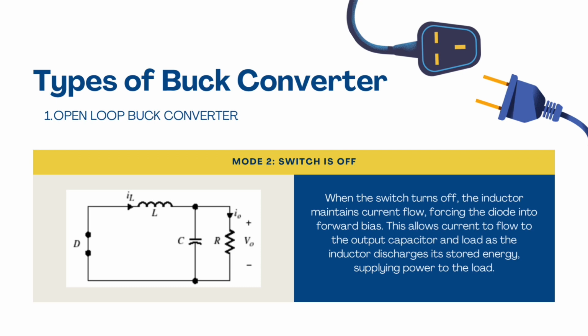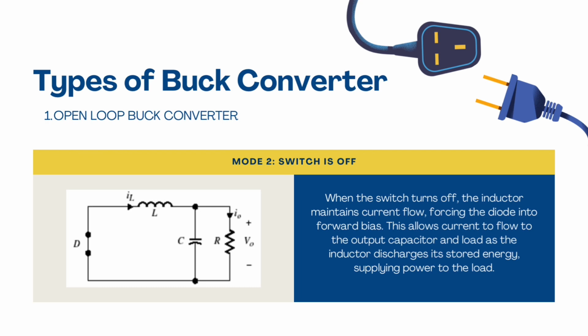The next mode is mode 2, which is when the switch is off. So when the switch turns off, the inductor maintains current flow, forcing the diode into forward bias. This allows current to flow to the output capacitor and load as the inductor discharges its stored energy, supplying power to the load.